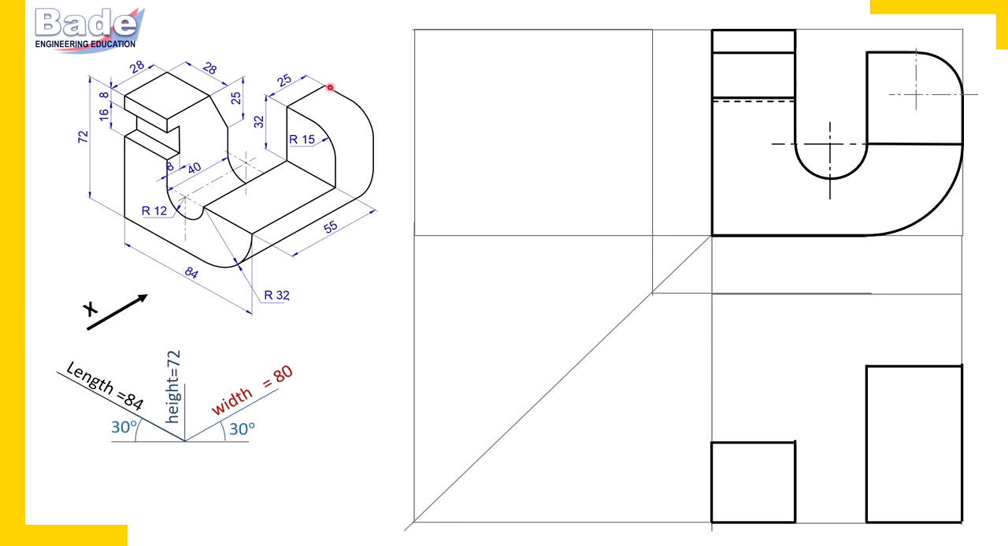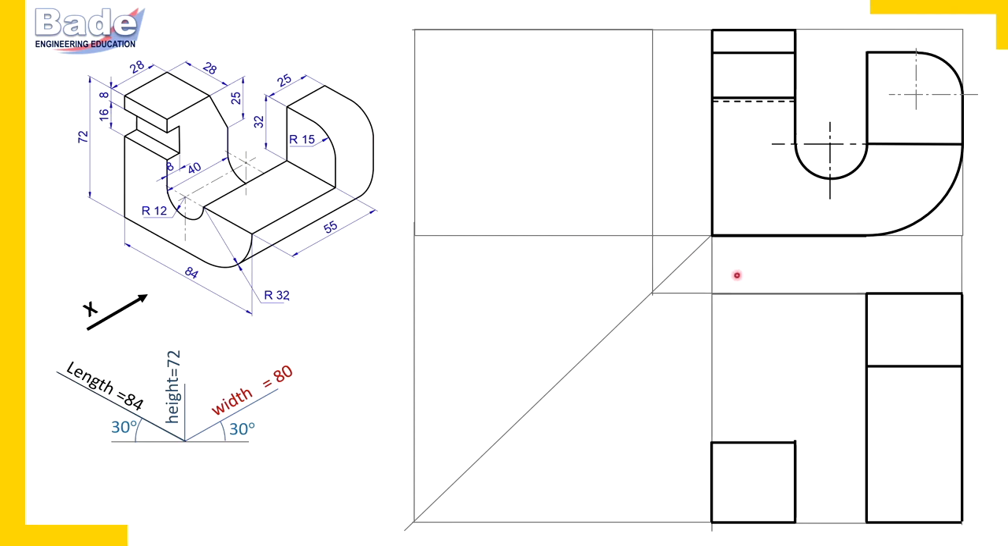So this surface also shows its true shape in the top view. So let's draw this surface. From the back side, 25 millimeters. Okay. So this edge is 25 millimeters. Here it is. Then this edge. And this is how we have completed this surface in the top view.